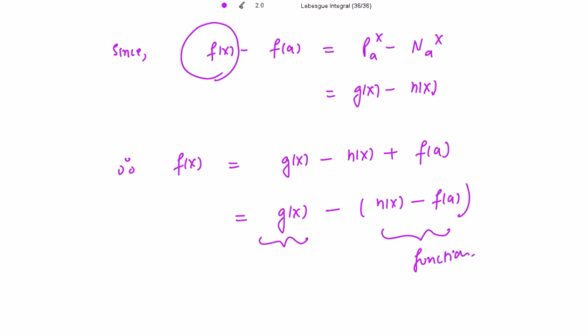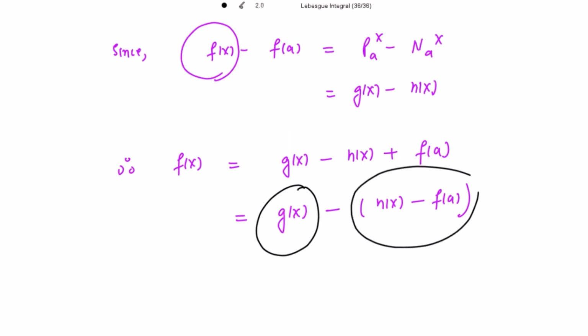This is another function, and we have shown that g(x) is monotonically increasing and also real valued. So h(x) minus f(a) is also monotonically increasing and is a real valued function, right? So we have shown that this f(x) is the difference of monotonically increasing real valued functions. This is what is needed to be shown for the first way.